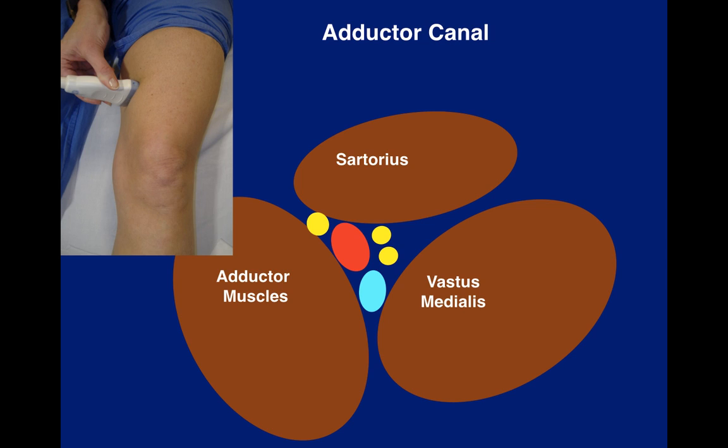This diagram illustrates the relative positions of the sartorius, vastus medialis, adductor muscles, femoral artery, and femoral vein. As we mentioned earlier, the adductor canal block varies from the femoral nerve block at the level of the inguinal ligament in that the femoral artery and neural elements are in the same fascial compartment.